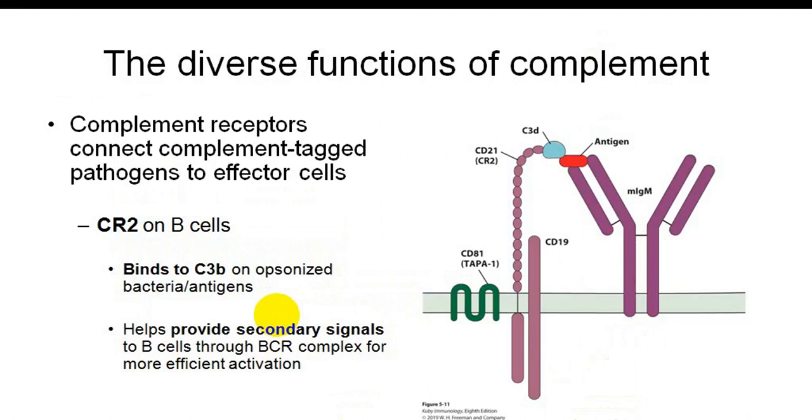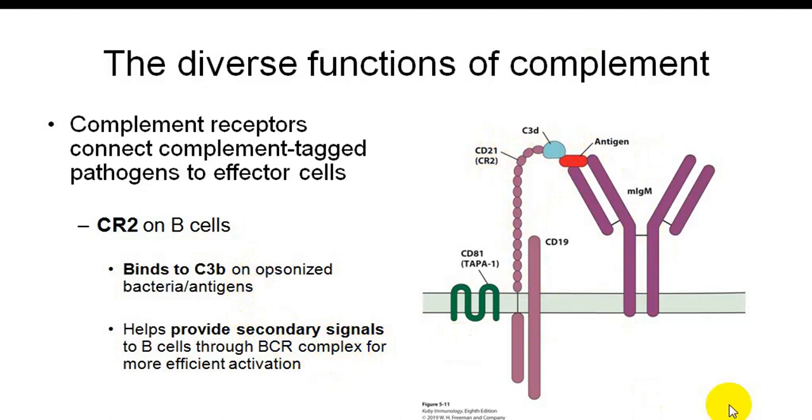There are diverse functions of complement. There is CR2 on B cells. It binds to C3b-opsonized bacteria or antigen, and it helps to provide a secondary signal to the B cell through the BCR complex for efficient activation. There it is, the CD21 or CR2, and this helps in B cell activation.